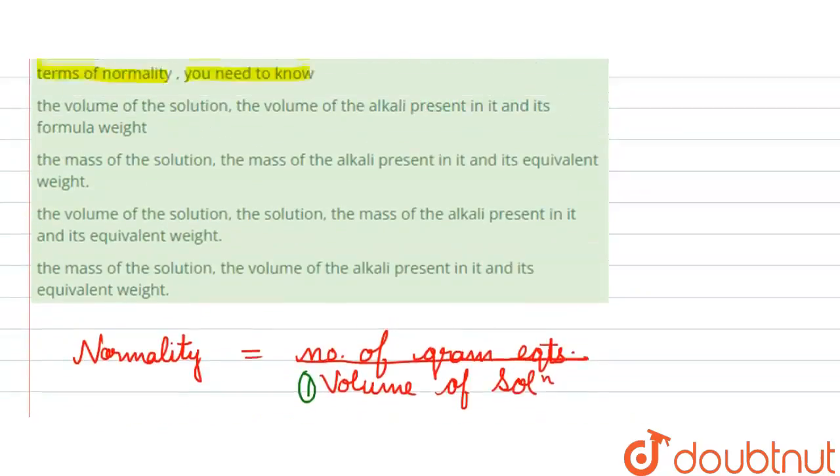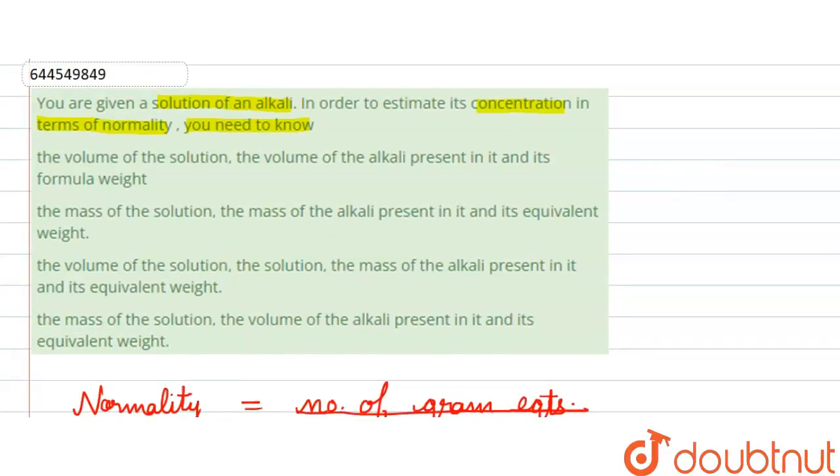So let us move on to the options that are given to us. The first option is the volume of solution. Yes, we know the volume of solution. Then the volume of alkali present in it and its formula weight. We do not need the volume of alkali nor the formula weight, so this will not be the correct option. Second is the mass of the solution, the mass of alkali present in it, and equivalent weight. We do not need the mass of solution, we need the volume of solution. Here it should be volume. So in the third, we are given the volume of solution, then the mass of the alkali present in it, and then the equivalent weight. So this is the correct option.